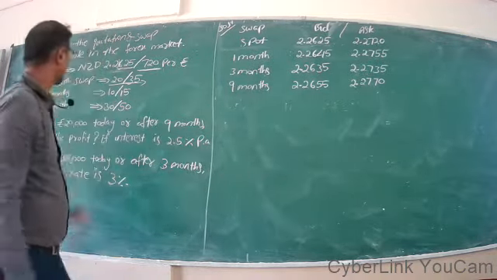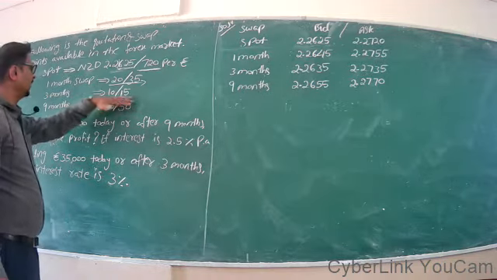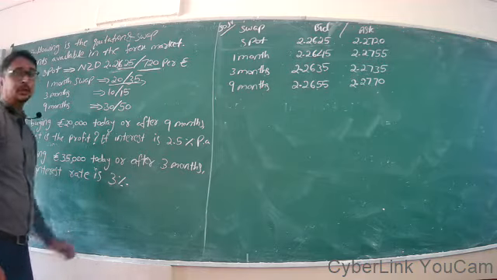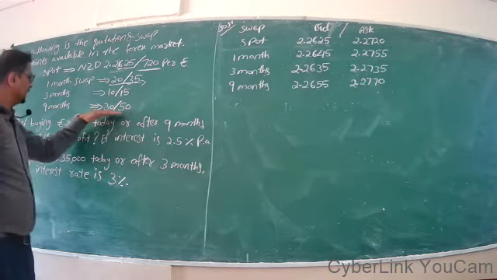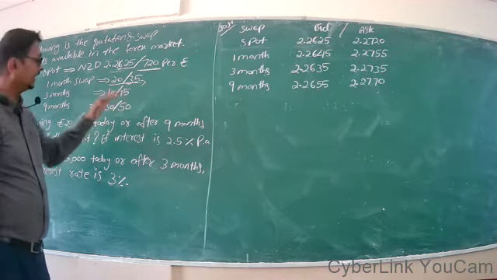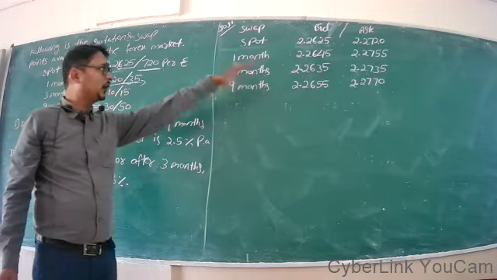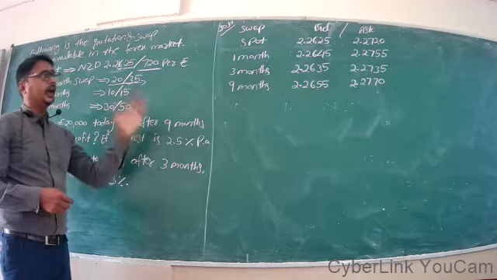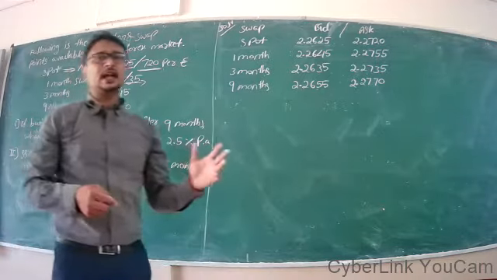And for 3 months, again they have given the swap point as 10 oblique 15. Since it is in increasing order, you have to add it to the spot rate. Now for 9 months they have given 30 oblique 50. Again it is in increasing order, so you have to add it to the spot rate. That becomes 2.2655 and 2.2770 is the ask price, right?